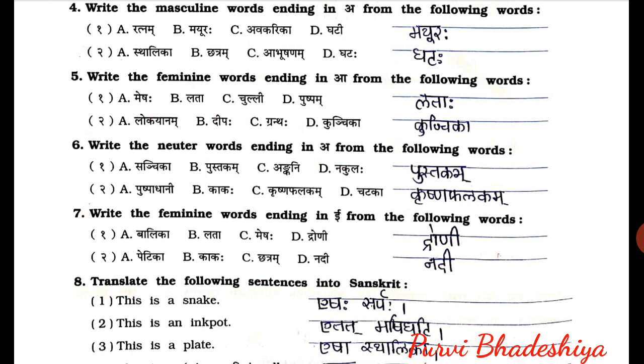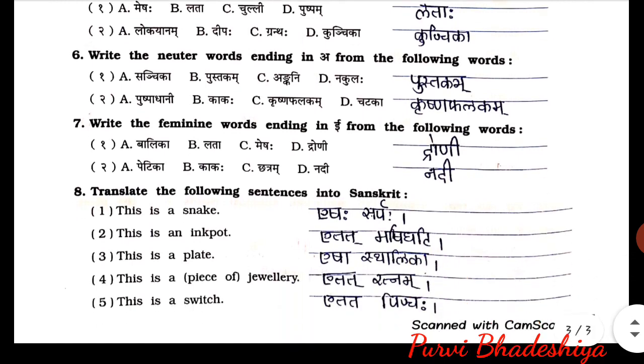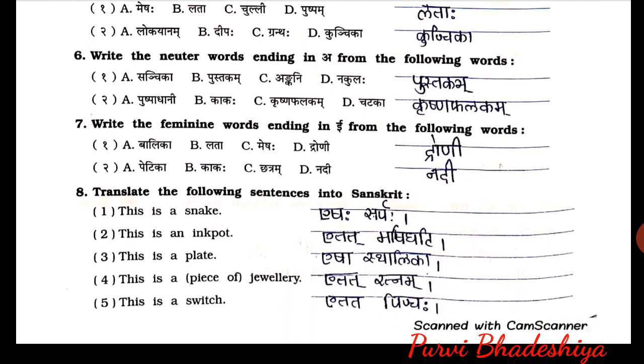7 number exercise, in which write the feminine words ending in E from the following words. So we have to find out the feminine word which ends with E sound. So D, Droni is the correct answer. And second one, Nadi is the correct answer. Now exercise number 8. Translate the following sentences into Sanskrit.